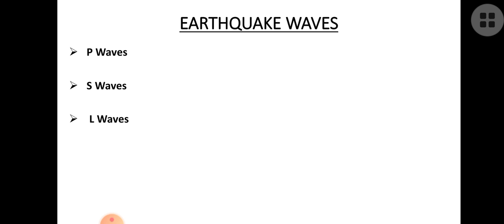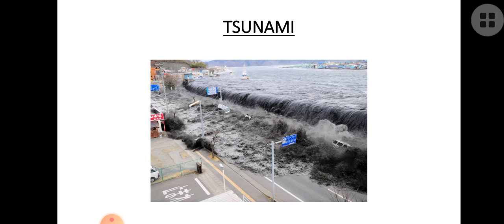Types of earthquake waves. There are three types of earthquake waves. One is P waves, which are also named longitudinal waves, S waves, also called transverse waves, and finally L waves, that is surface waves. So P waves are small earthquakes, S waves are a little bit larger, and L waves are very large. They go up to 7 to 8 Richter scale. So these are the three types of earthquake waves.